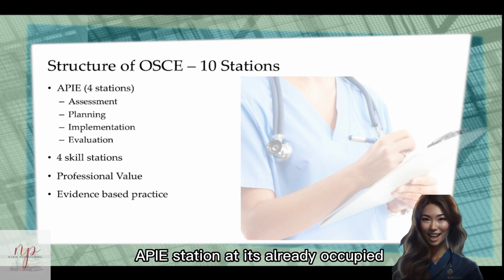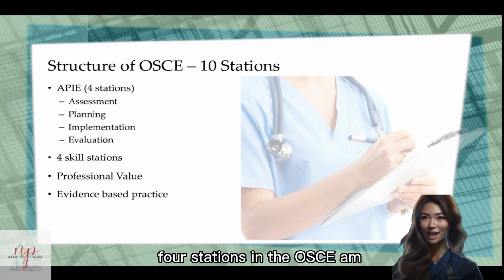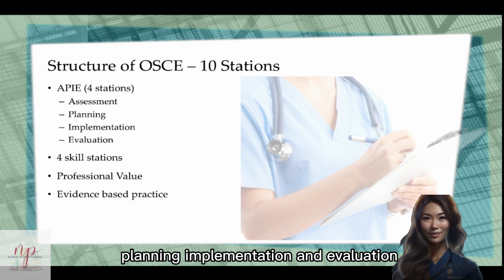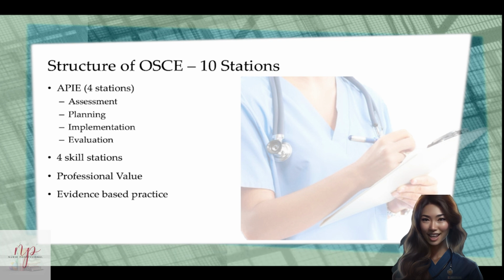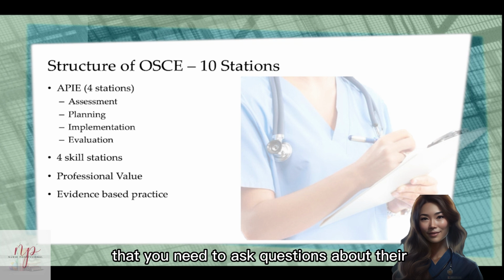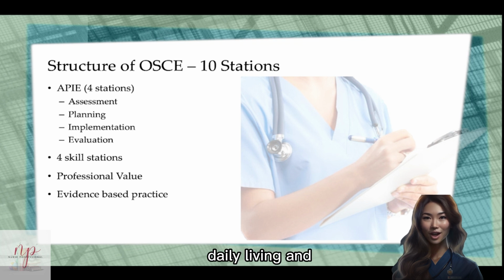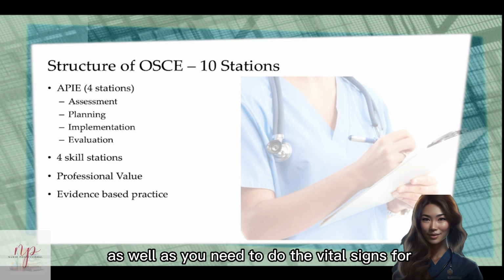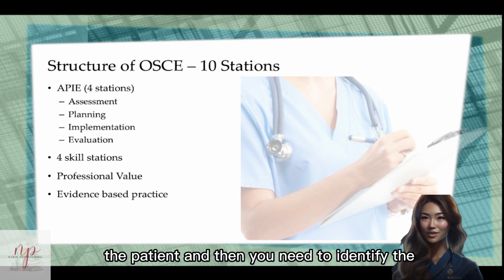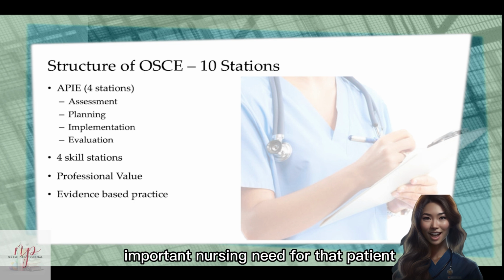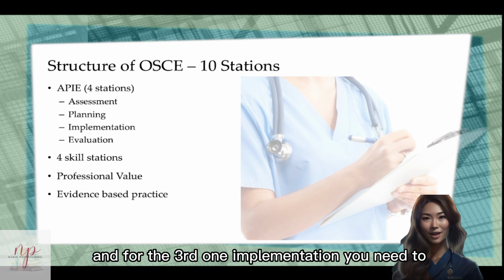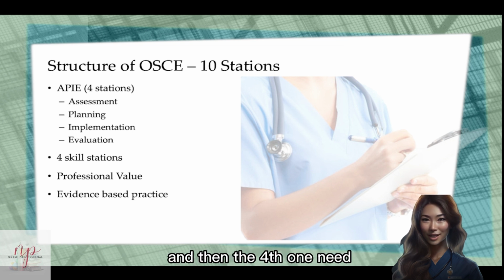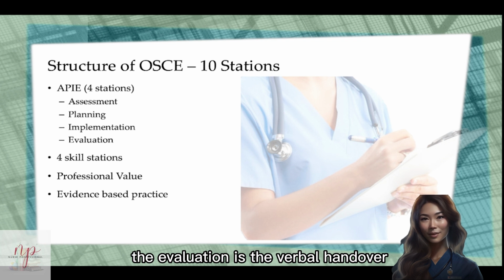So, what is the adult 10 station of OSCE? First of all, we've got the APIE stations. They already occupy 4 stations in the OSCE exam: assessment, planning, implementation, and evaluation. Generally speaking, you will be given a scenario and you will have an actor or a mannequin that you need to ask questions about their daily living, as well as do the vital signs for the patient. Then you need to identify the important nursing need for that patient and write it down in the planning section. For the third one, implementation, you need to give medication to the patient. And the fourth one, the evaluation, is the verbal handover.